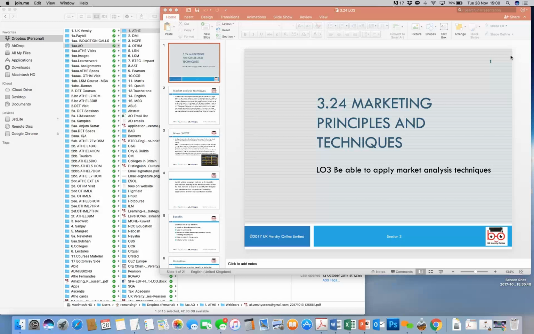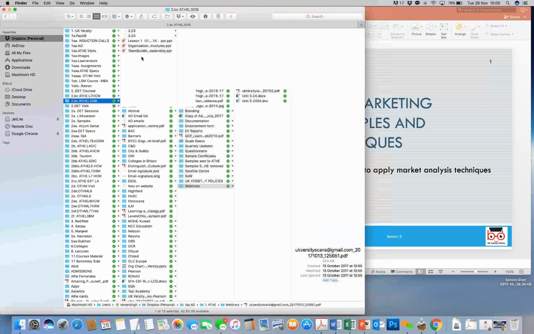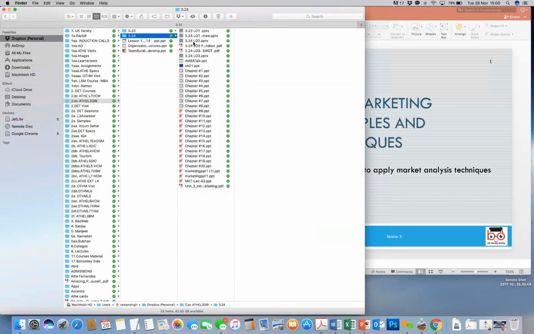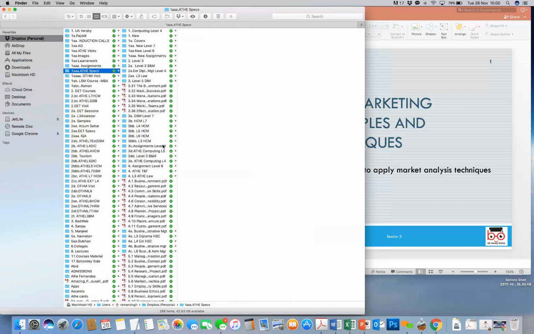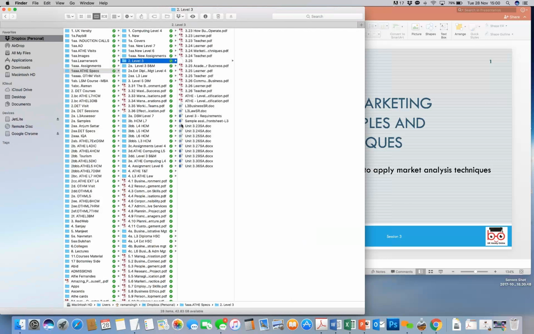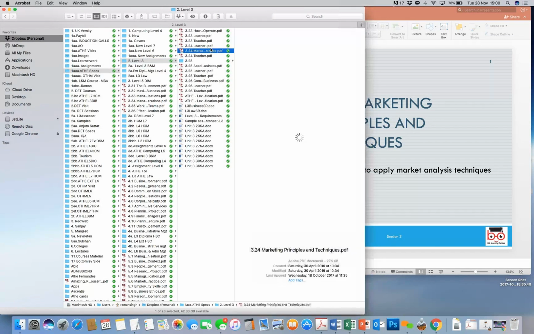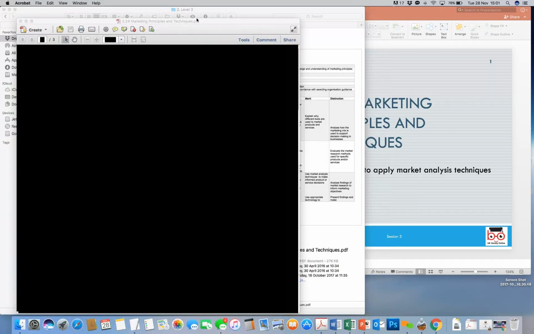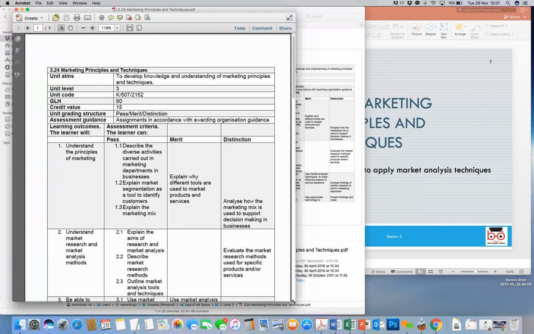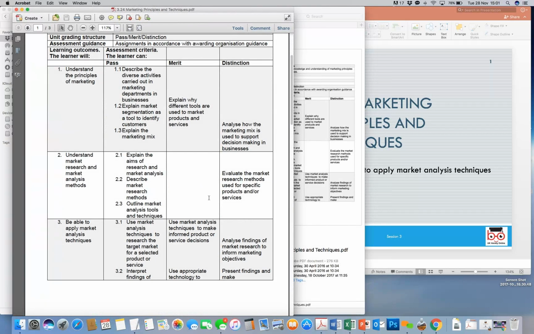What we're going to do is progress on with something that we were studying last week, which was the unit Principles of Marketing, Principles and Techniques. And here, what I'm going to do is continue with that particular unit. We're going to look at learning outcome 3 today, which I'm just pulling up on the screen.